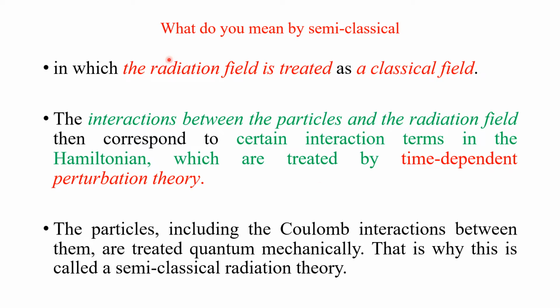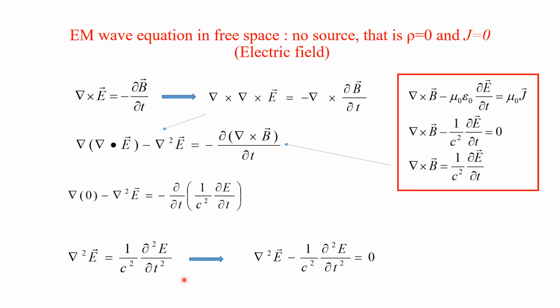In short, we can say the classical electromagnetic field we are treating as a classical field, whereas the interaction between the EM field and the particle we are treating quantum mechanically. That is the reason why this is called semi-classical treatment. Before going into the detail of semi-classical radiation theory, we will see some fundamentals of the wave equation in terms of electric field and in terms of magnetic field, as well as in terms of the auxiliary parameter, which is the main important topic in this lecture. We will see what the auxiliary parameter is shortly.